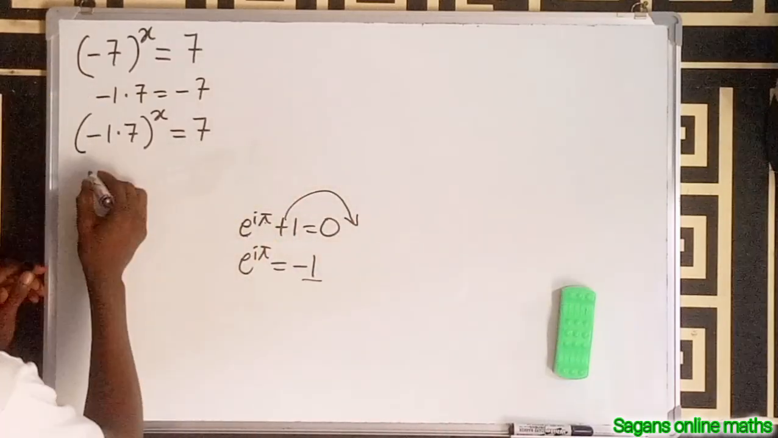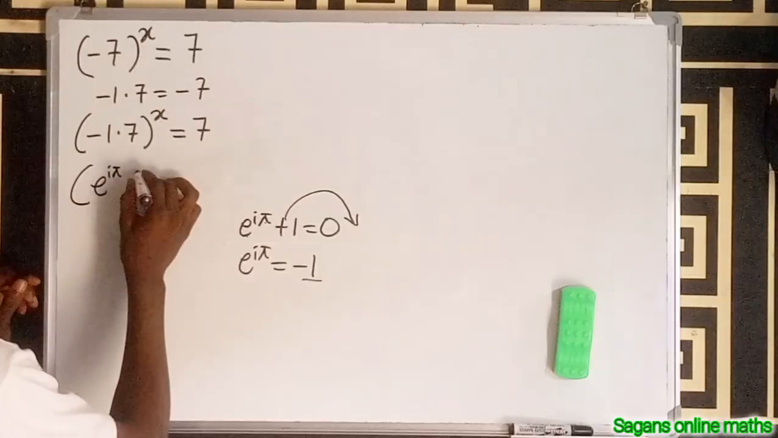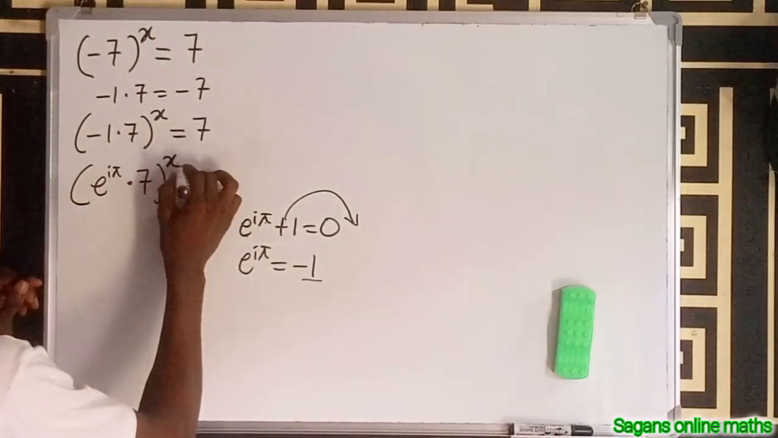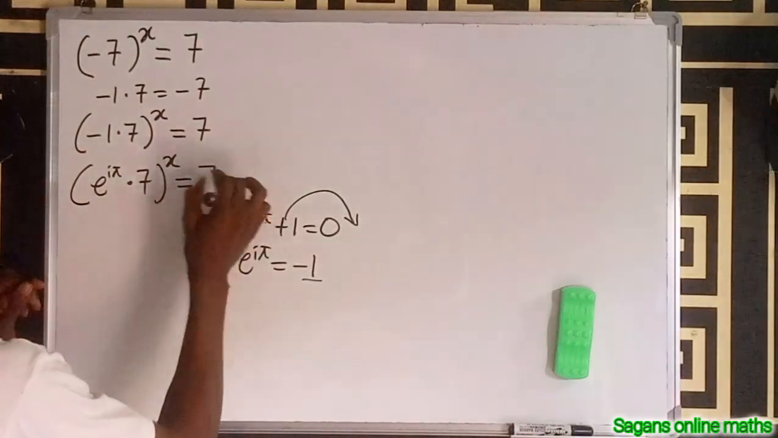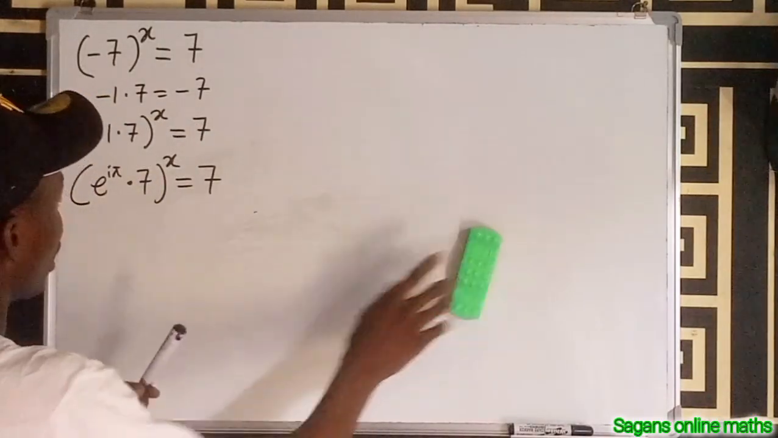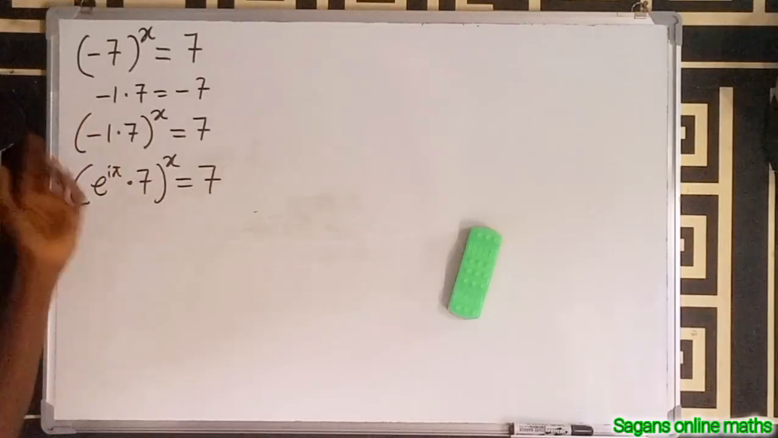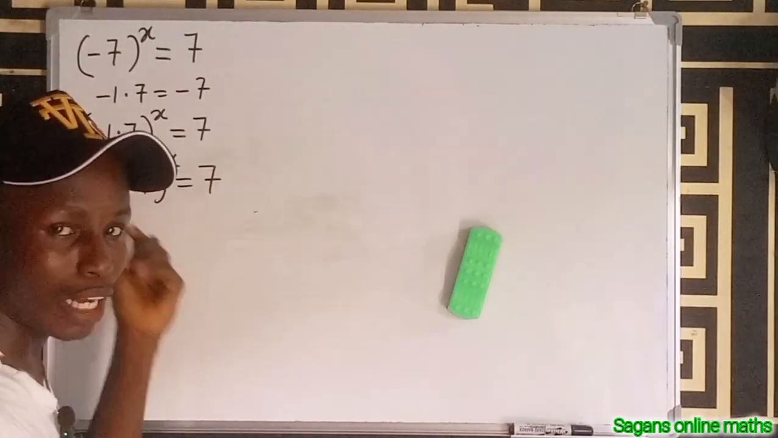So we have (e^(i pi) multiplied by 7)^x equals 7. Wow, this is pretty interesting. Now I can remove this from here quickly. Having this, you can see that the -1 is gone out. We have a complex unit here. So what are we going to do here?